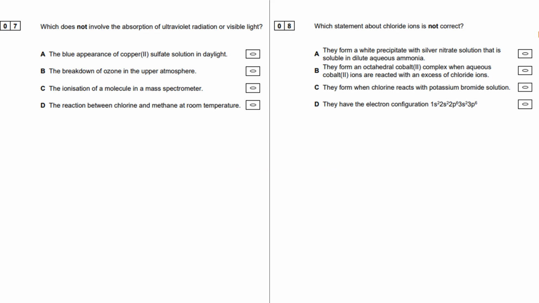Question number 7, which does not involve the absorption of UV or visible light. Statement A, the fact that copper 2 sulfate appears blue is because it's absorbing certain wavelengths of light and transmitting or reflecting blue. That's how most colour is seen, or all colour is seen I should say, so that is a correct statement. The breakdown of ozone in the upper atmosphere, you learnt this in the haloalkanes topic, so ozone is broken down to form oxygen, and the ozone breaks down as it absorbs UV, so that is also a correct statement. C is an incorrect statement, we'll come back to that in a minute.